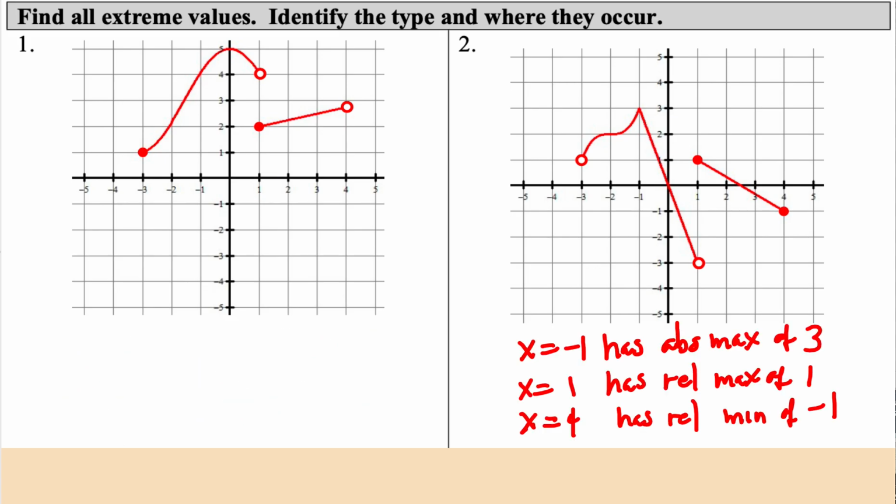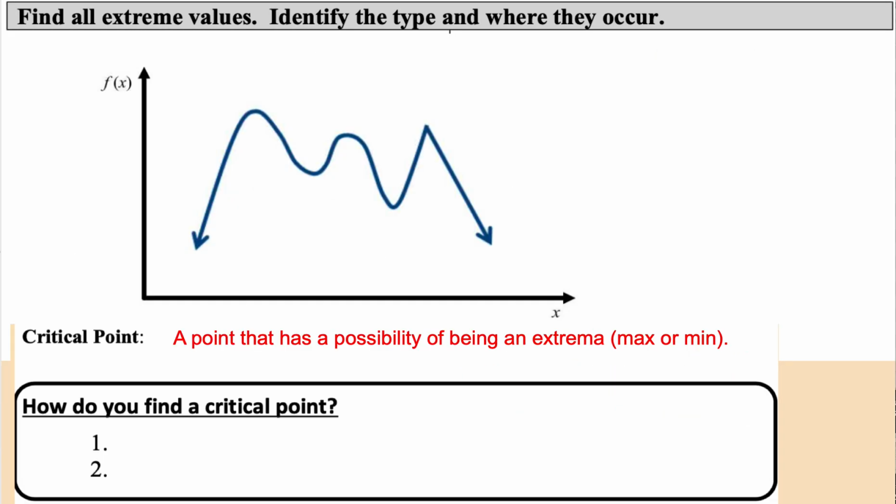And here's the answer. So we can't say anything about the endpoint -3, but we can say something at -1. We can say something at 1, and we can say something at the endpoint 4. Let's find all extreme values and identify the type and where they occur. So what we're going to do is put a point at our values here.